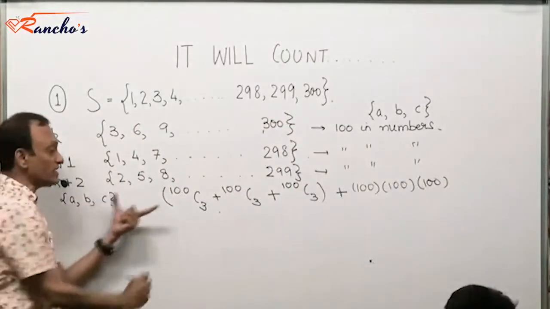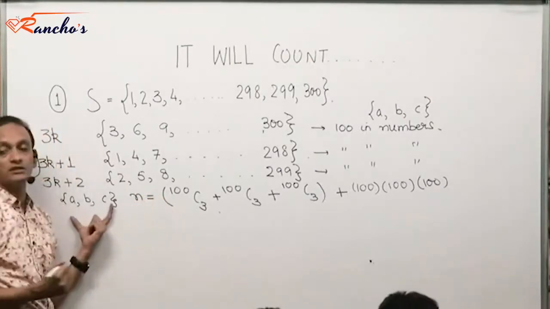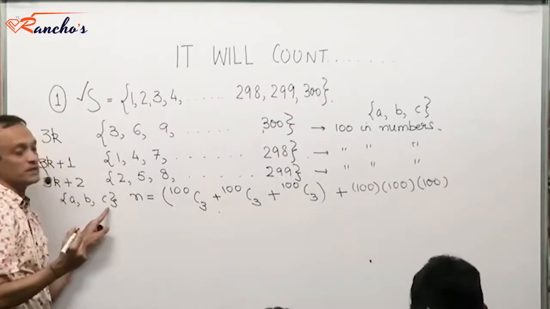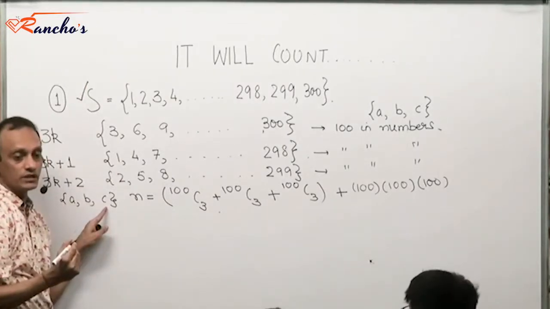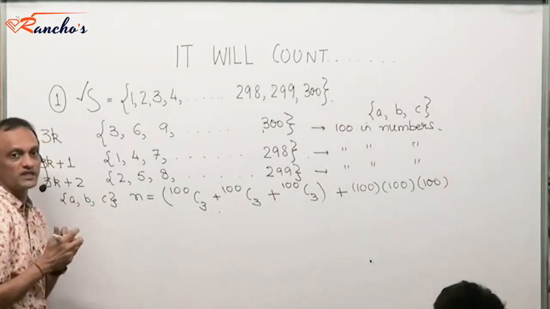So this would be the required count. This would be the number of ways, small n, in which I could select a 3-element subset from S such that A plus B plus C is a multiple of 3. Now, whatever this turns out to be, you need to do the count and carry out. Yes or no?